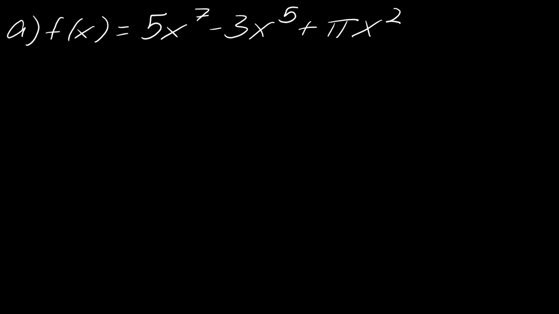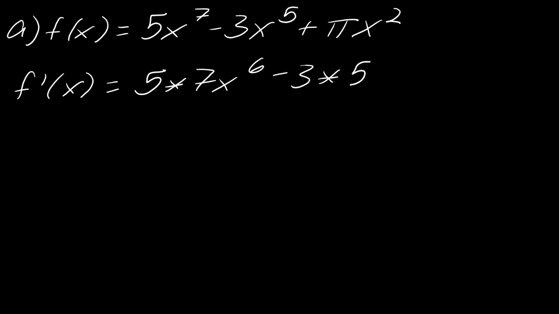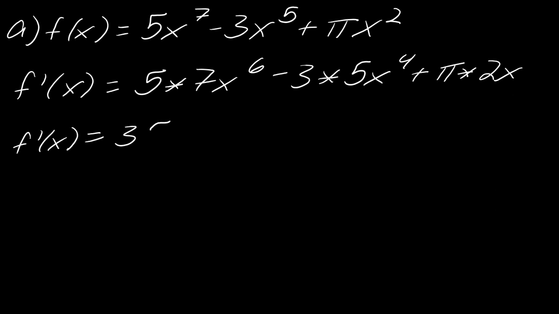Okay, so let's start with A here. I've got 5x to the 7th minus 3x to the 5th plus pi x squared. So this is really just all power rule and constant multiple rule. To show you the steps, for this first one, I'll bring the 7 down, and then I need to subtract 1 from it. And then this one, I'm going to bring the 5 down, and once again, I'm going to subtract 1 from it. And then this one, this is going to be pi times 2x. Once again, I subtract 1 from that. So all I have to do then is just multiply all of these constants together. So I get 35x to the 6th minus 15x to the 4th plus 2 pi x.